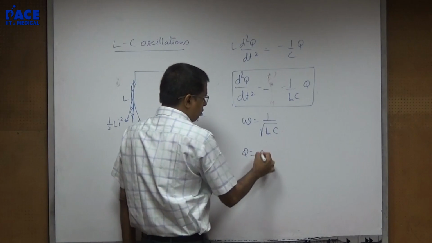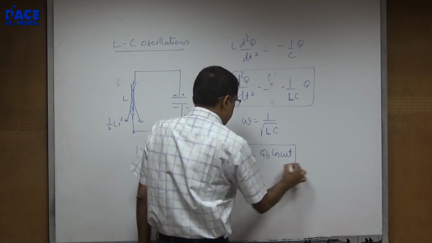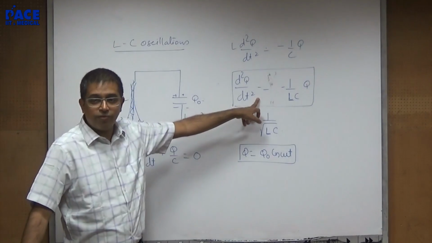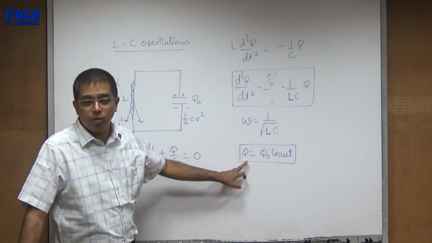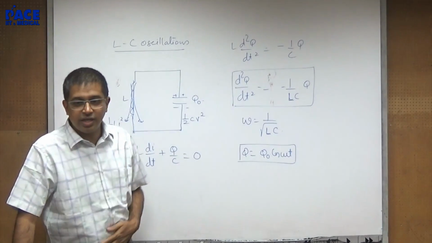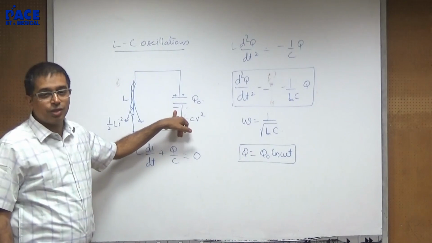Q will be equal to Q naught cos omega t. Till now you are playing the other way around. Whenever you had this equation of SHM, you used to take Q equal to Q naught sin omega t. Today all of a sudden you are changing it to cos. Why? Because I am starting with charge on the capacitor.